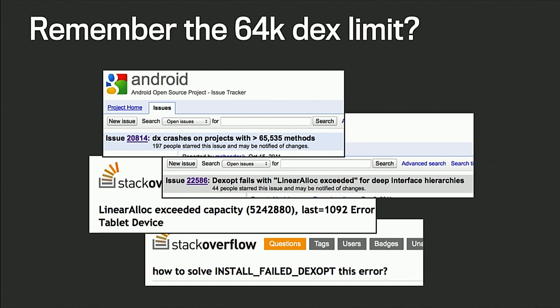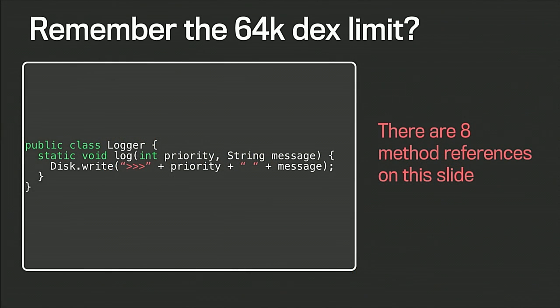The important thing to realize is this isn't just methods that you define. It's any method in the framework that you reference. Anywhere in your app needs to be given an ID. So for example, if you look at this little snippet of code, we have one method being defined here. There are actually 8 method references on this slide. I challenge you to try to count them. I got 7 right and 1 wrong when I tried this. The point is that they can sort of sneak in where you don't expect them.